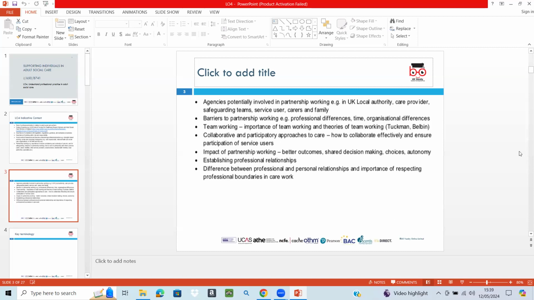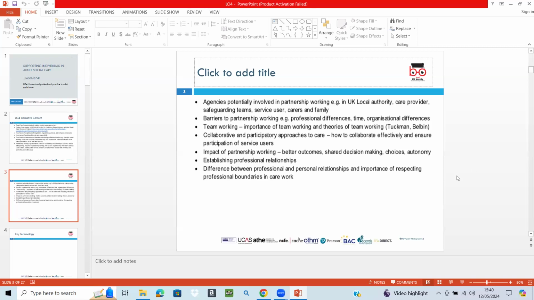Then teamwork, the importance of teamwork and theories of teamwork: Tuckman, Belbin, and so on. So we have to discuss the importance of teamwork, and it's not only related to the health and social care industry, it's related to every organization where we work.